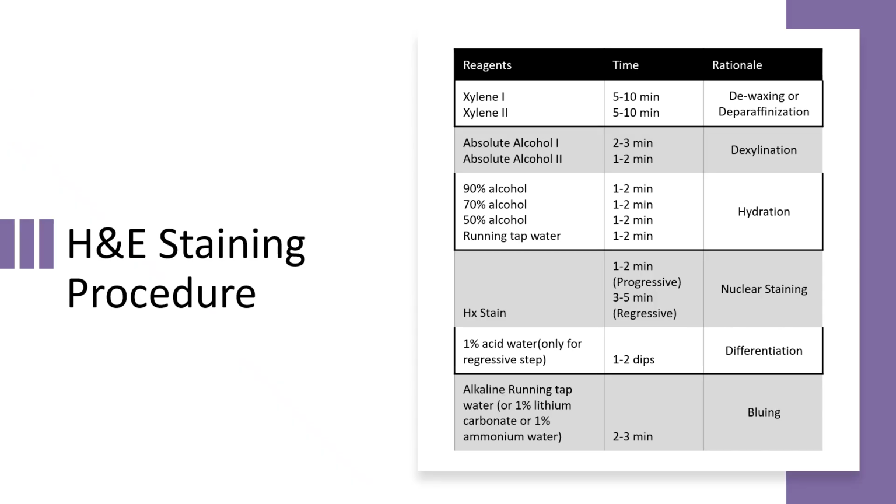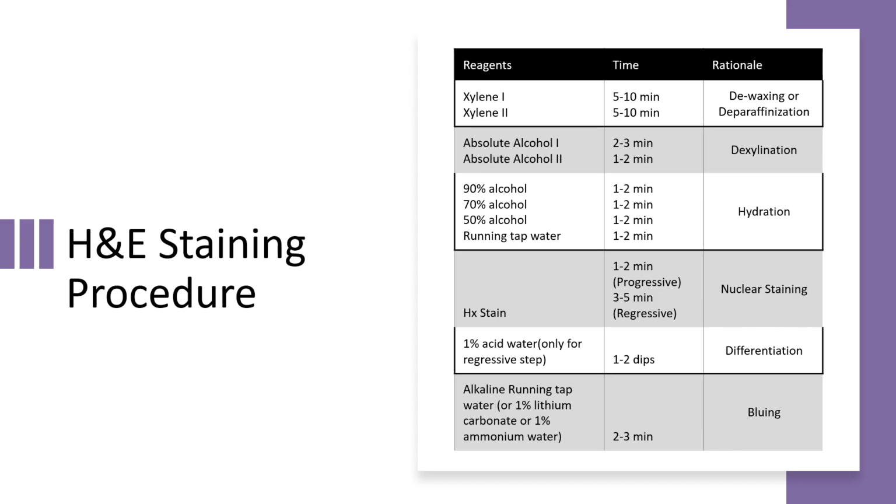Now when the hematoxylin and eosin solutions are ready, we will perform the staining procedure. We have summarized the whole procedure in this table. At the top of the table you can see reagents, time, and rationale, meaning why we are performing each step. First we use xylene 1 and then xylene 2 for 5 to 10 minutes each, and the purpose of this step is dewaxing or deparaffinization.